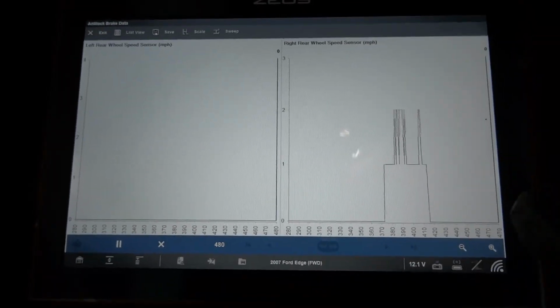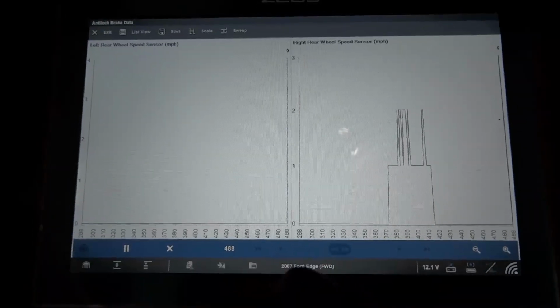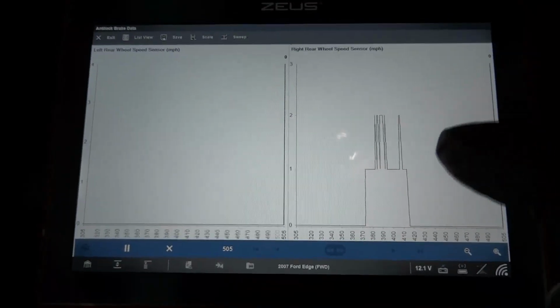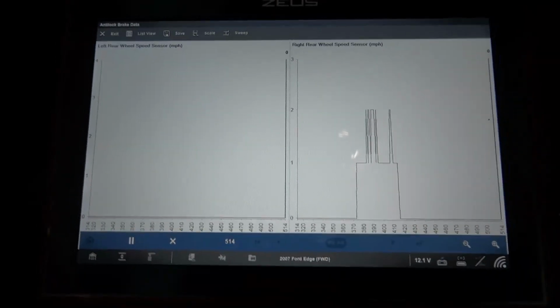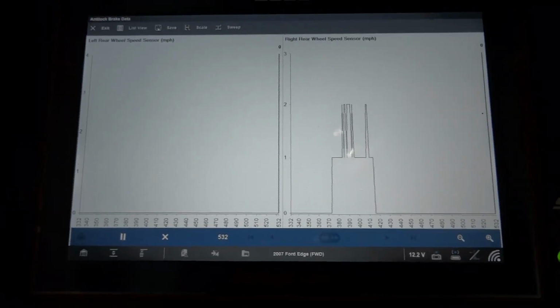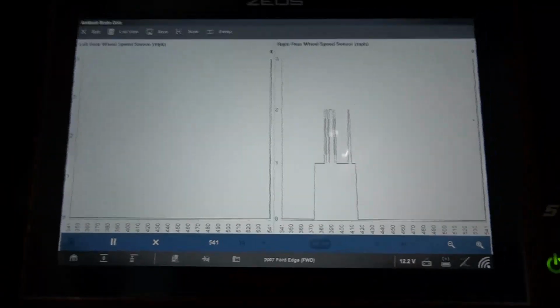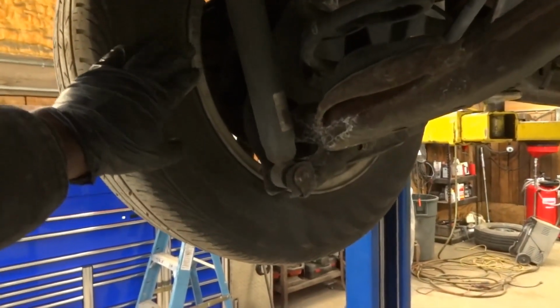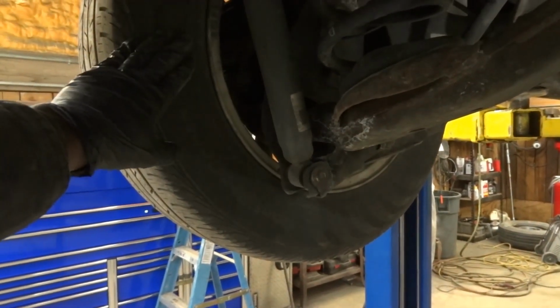This tells me that the sensor is good. The wiring between the sensor and the ABS control unit is good, because this information the scan tool is showing us is coming from the ABS control unit. So the ABS control unit is seeing the sensor input. Okay, so now I'm going to spin the left rear wheel. So this is our problem side.